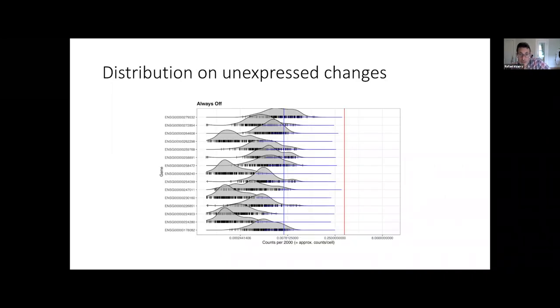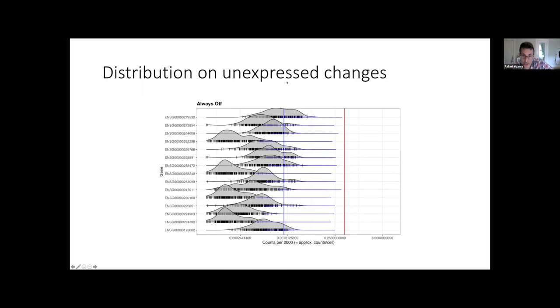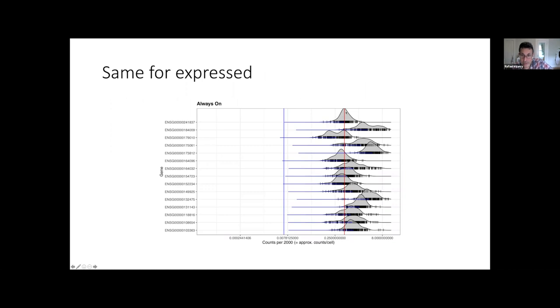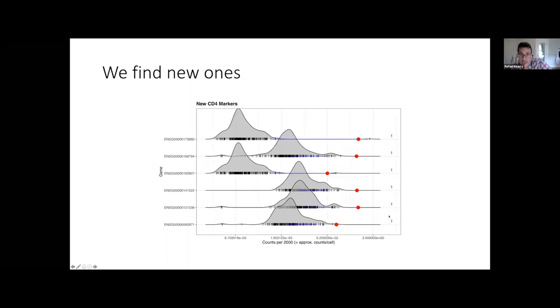And then we do it gene by gene. We try to find where its own specific background distribution is. And these are genes that are always off. The blue line is the mean of this distribution, and then you're going to see a red line, that's the mean of this distribution. So you can see they're always down here with the off. And then here are genes that are always on. Then when we look at the CD4 counts using that model, we can use the posterior to say what's the probability that it's on or off. We see that the probability of being on is very high for a couple of them, but not so high for others. So here they are.